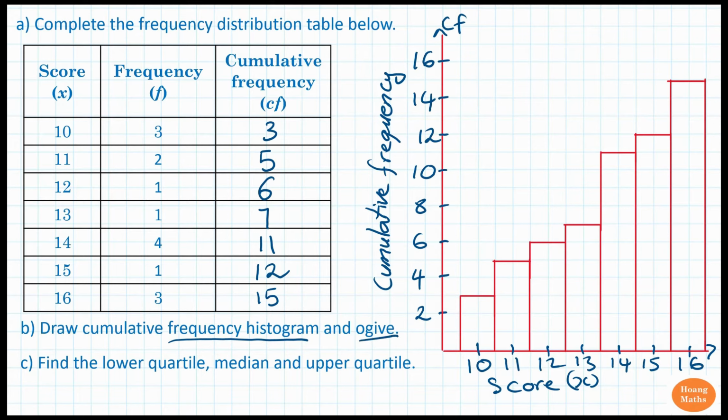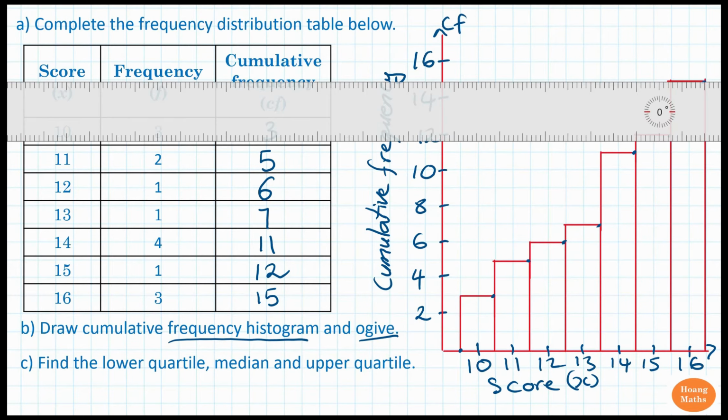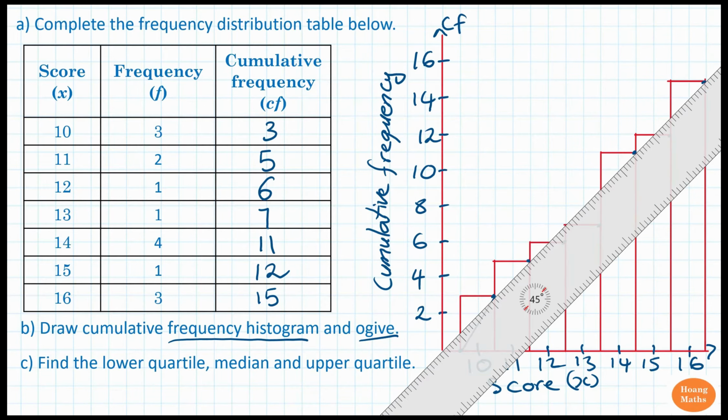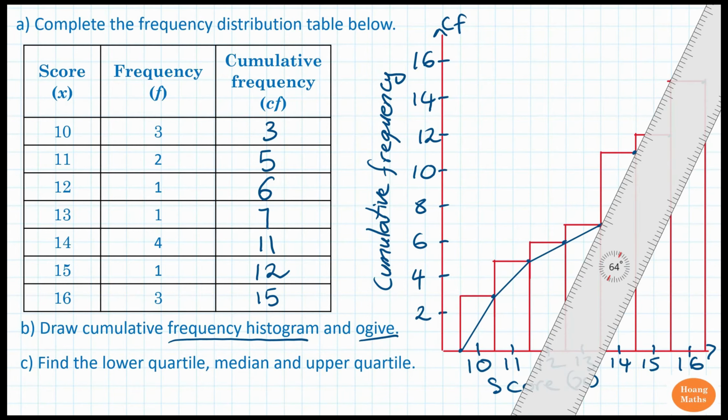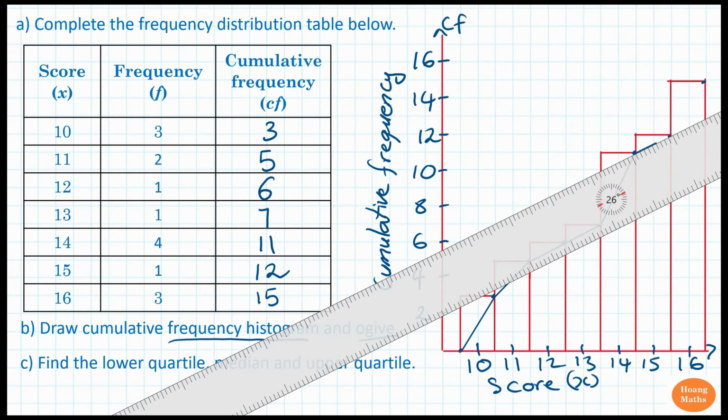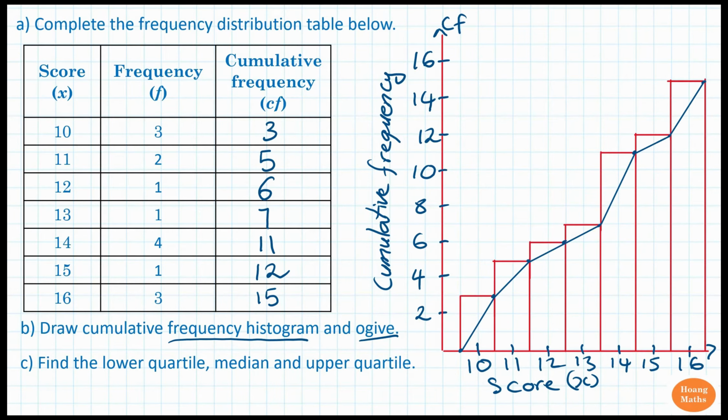Now to draw the Ogive, what we need to do is connect these points together. Okay, so always remember that. So we connect to here. So this is the Ogive if you connect them together like that. So let's do it. So the blue line is an ogive. So we're done with Part B.